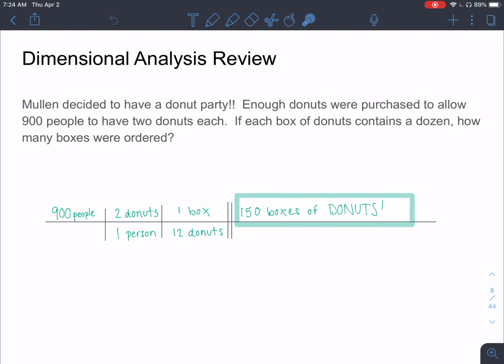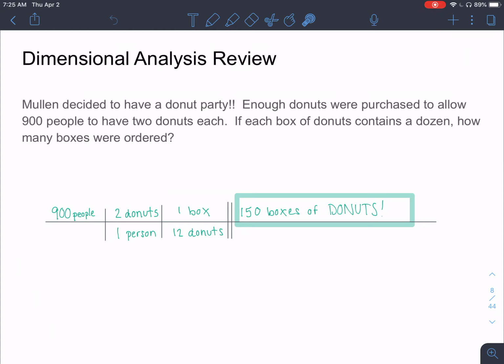All right, so our starting value is going to be the 900 people, and the conversion factors are ones that we have to make up based on what the problem told us. So if we have 900 people and each of them is getting 2 donuts per one person, it means we need to multiply 900 by 2.